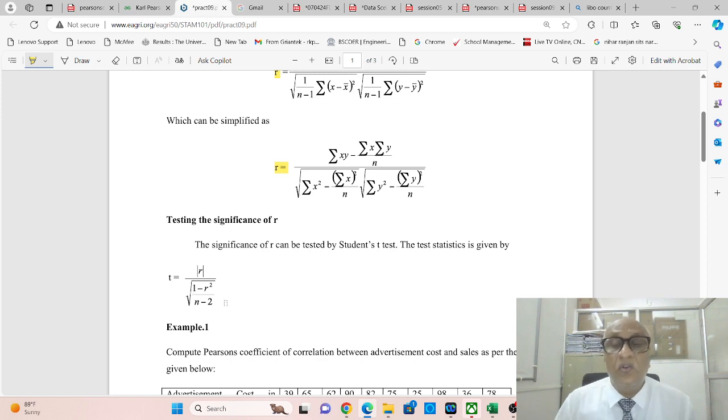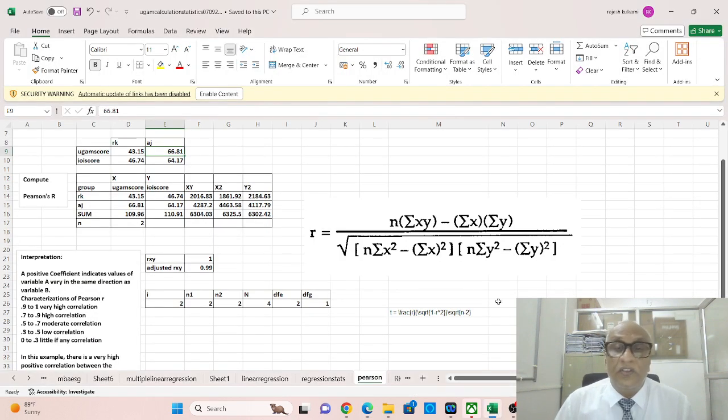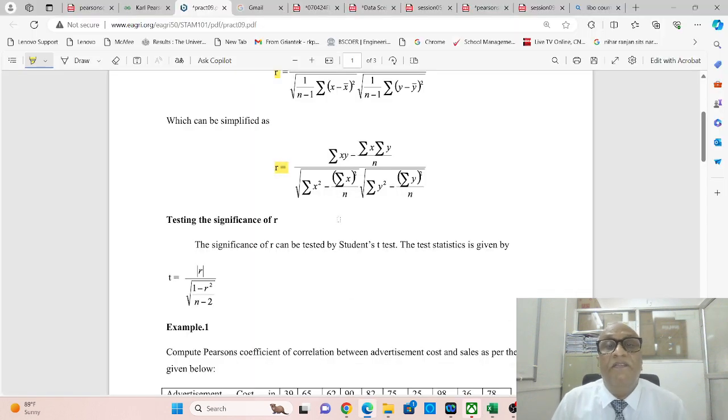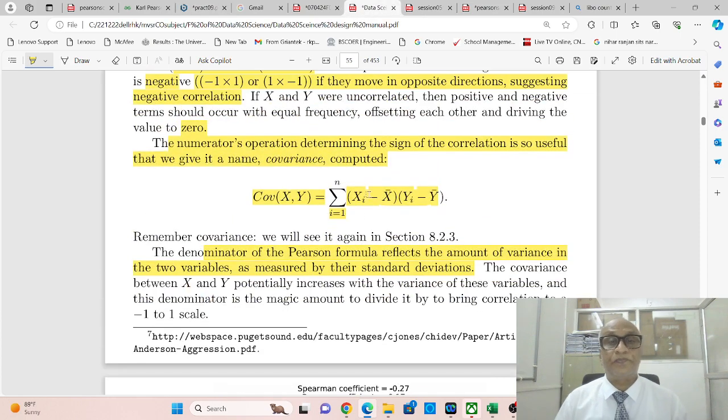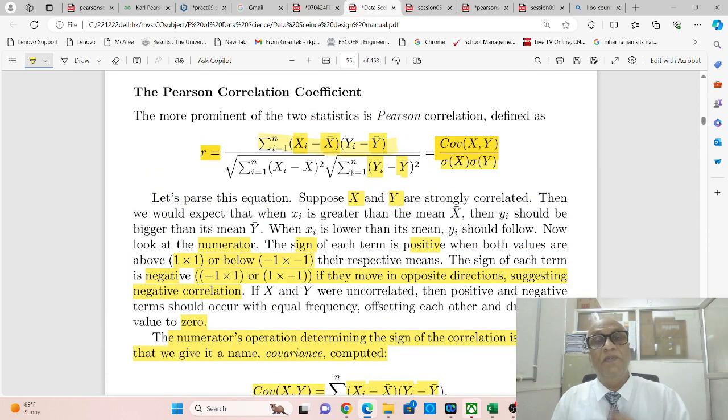Anyhow, let us try to check how to do this. This is the formula which we have agreed about: summation of x into y minus summation of x into summation of y, divided by the square root of summation of x square minus summation of x whole square, and summation of y square minus summation of y whole square. You compare this formula with the earlier formula; they are one and the same, and this also is similar to this formula, xi minus x bar, yi minus y bar. Here y bar and x bar are the means.